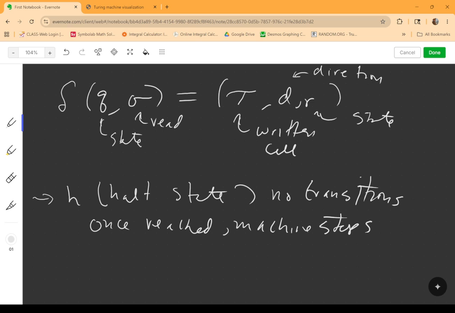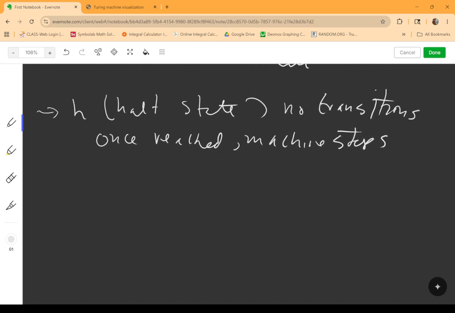Now, if we compare with the DFA, which has 5 components, the Turing machine has 4. The accepting states F are replaced by the halt state, so there are no different accepting states. There's just a state where it stops. The transition function now includes an output symbol and a direction of motion. So there are 3 possible outcomes here.